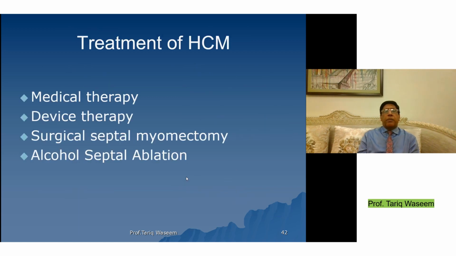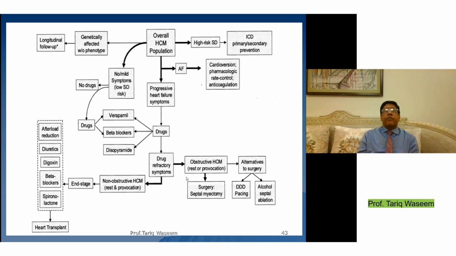The therapy for hypertrophic cardiomyopathy is medical therapy. Then there are some devices which are used. Then surgical septal myotomy or alcohol septal ablation, which we will discuss one by one. If you look at the overall population who have hypertrophic cardiomyopathy, some of them are at risk of sudden cardiac death, and these patients would be protected by implanting implantable cardiac defibrillators. Then those with a genetically affected phenotype may not have symptoms, and if there is a family history, they should have longitudinal follow-up.